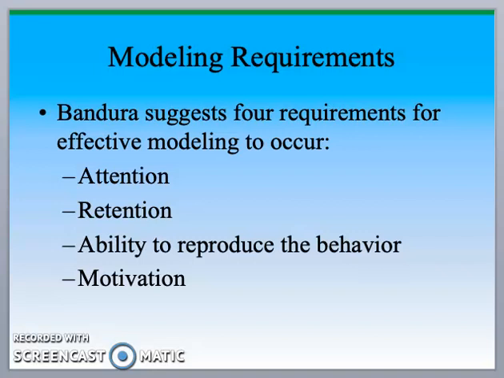So what are the requirements for modeling? How do we get things done? There are 4 requirements: attention, retention, ability to reproduce behavior, and motivation. You have to pay attention to what is going on. You have to be able to retain it in your brain using your cognitive skills. You must then be able to reproduce that behavior and be motivated to do it. There has to be an outlay for that. These are the 4 requirements for modeling and being able to successfully accomplish it.